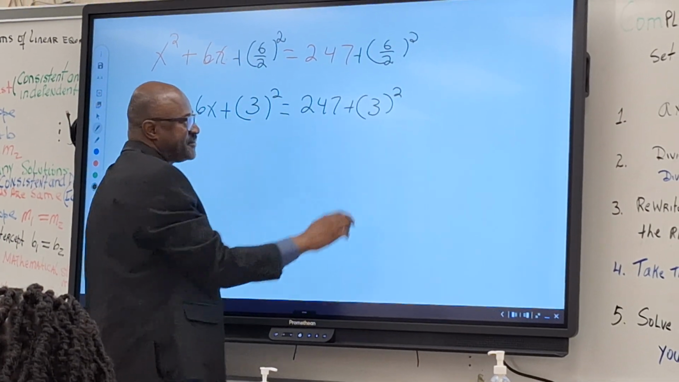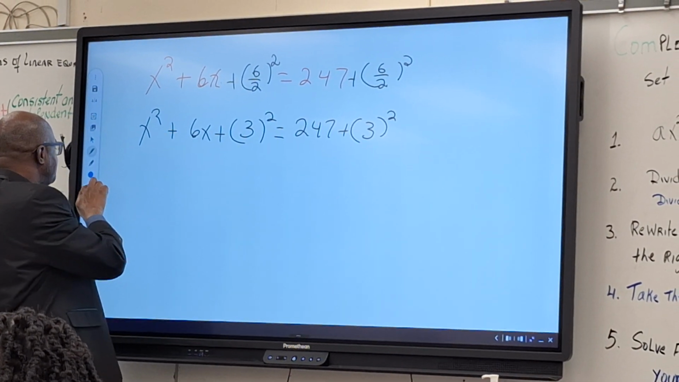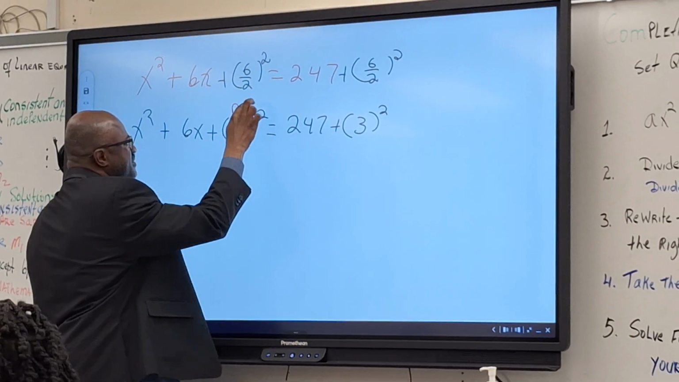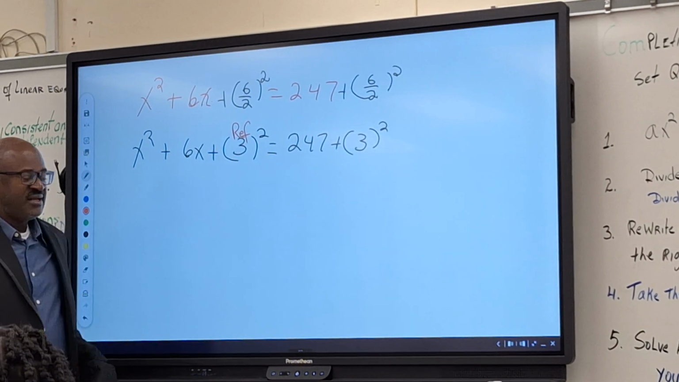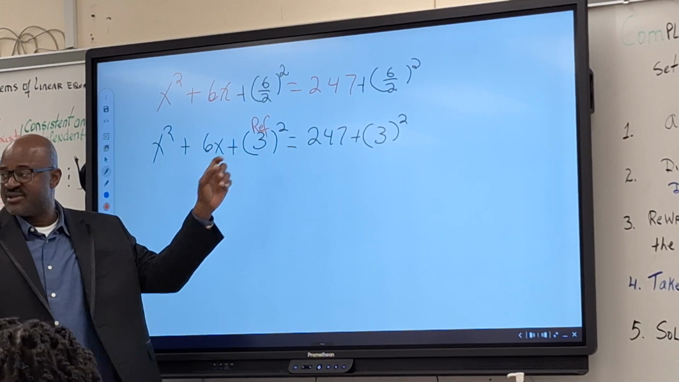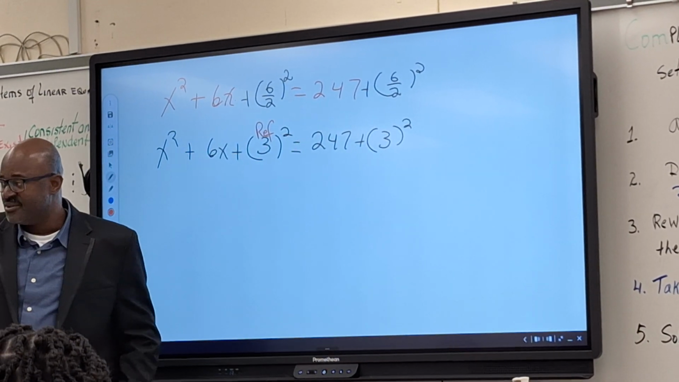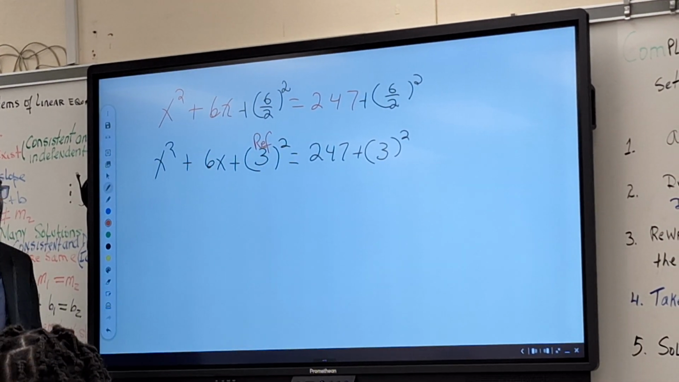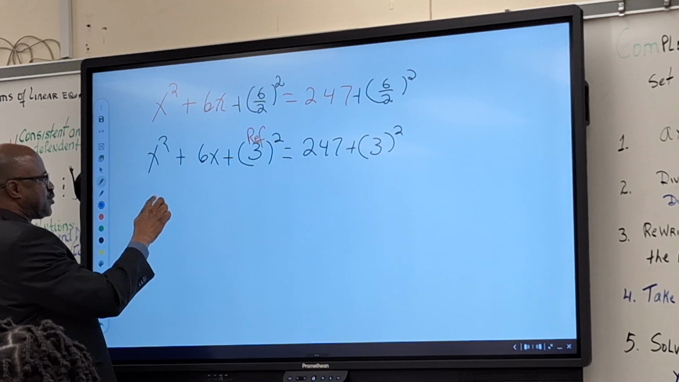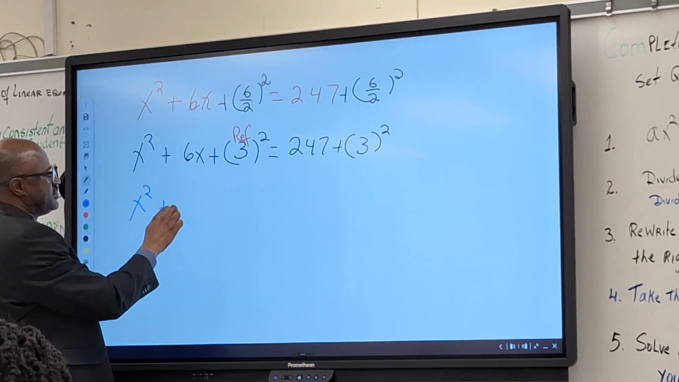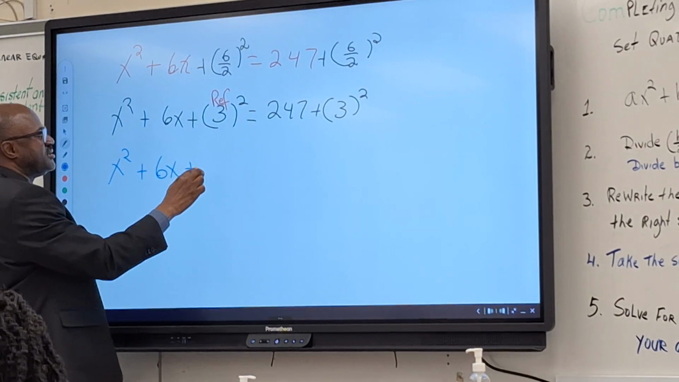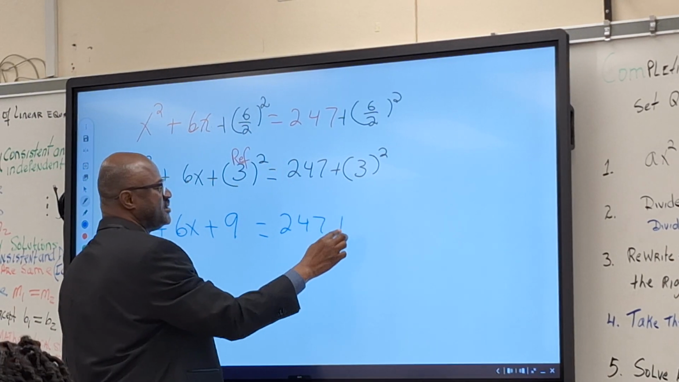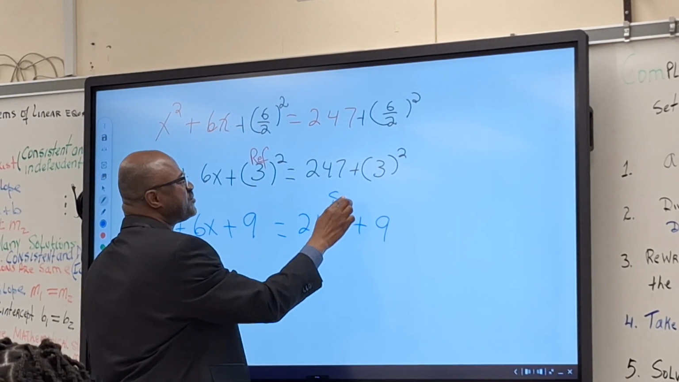Then it's 3 squared. Now, here's what I want you to do. Keep this as a reference because you're going to use it again. If it's negative, that's what you use. If it's positive, that's what you use. It's going to help you write it as a squared binomial later, right? And we will end up with x squared plus 6x plus 9. And that's what you have here: 247 plus 9.